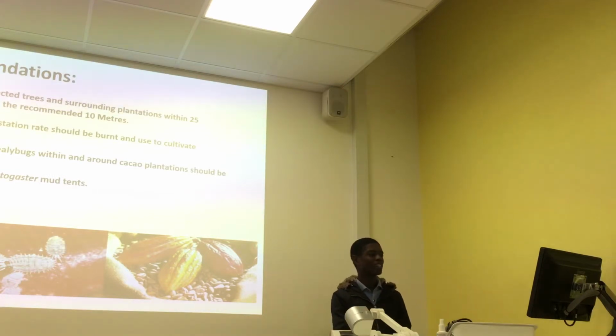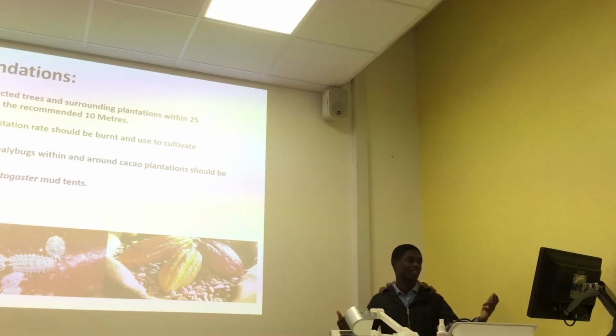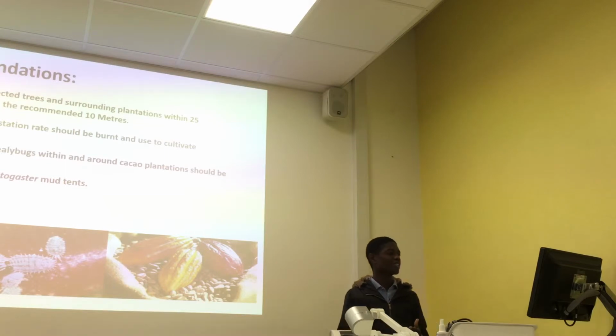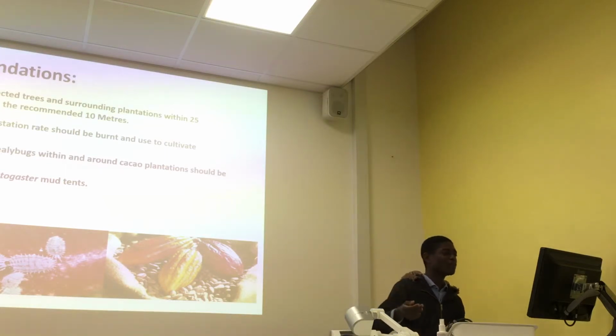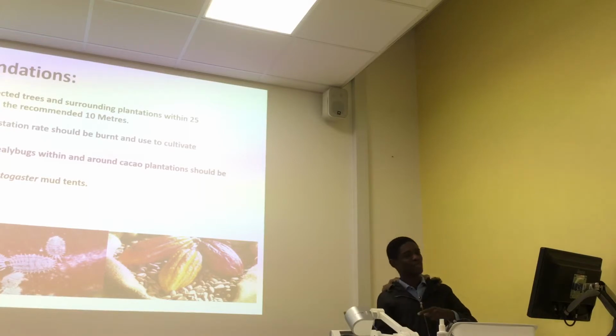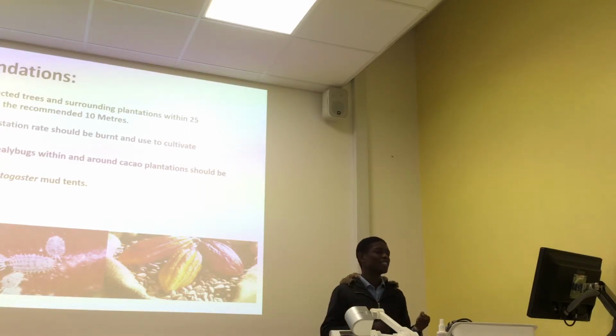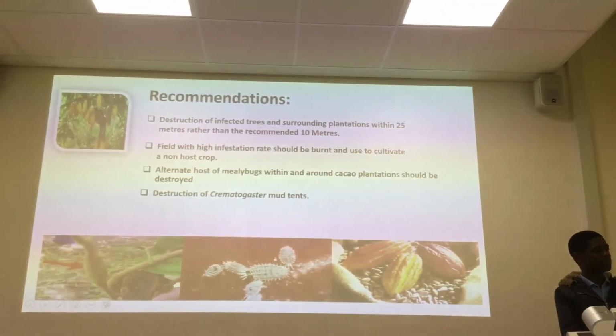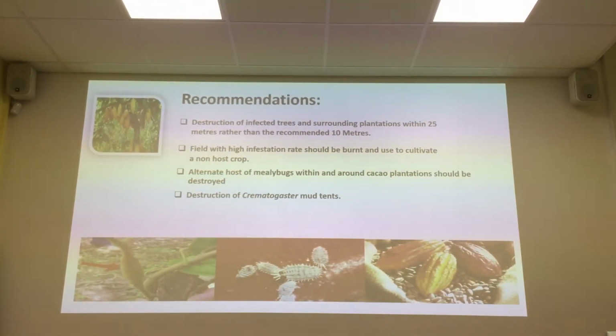Also, destruction of Crematogaster moth tent. Like we saw earlier, there's a symbiotic relationship between the Crematogaster and the mealybug. So rather than fight against the mealybugs and ignore the Crematogaster, preventive measures should be taken against the Crematogaster family, or the genus Crematogaster, also. Because according to Strickland's research, it was observed that the population of Crematogaster had a positive correlation with the number of mealybugs present on cocoa farms.